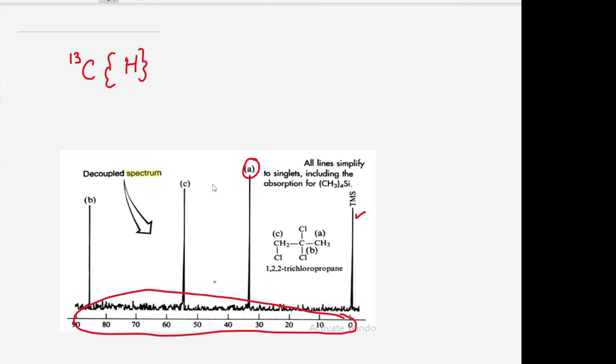But the difference is that all the peaks will be turned to the singlet. So there is no complexity in the decoupled spectrum. All the peaks are the singlet. So this is the spectrum which we get, just for the easiness, just to avoid the complexity.